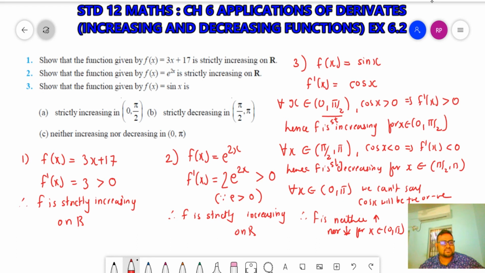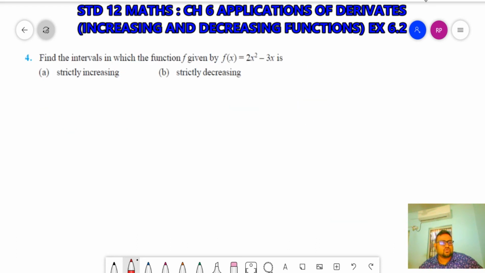Okay, now let's move to the next. Question number 4. Find the intervals in which the function f given by f(x) equal to 2x square minus 3x is a strictly increasing and b strictly decreasing. So here f(x) is equal to 2x square minus 3x. So differentiating it, I will get f dash x is equal to 4x minus 3.